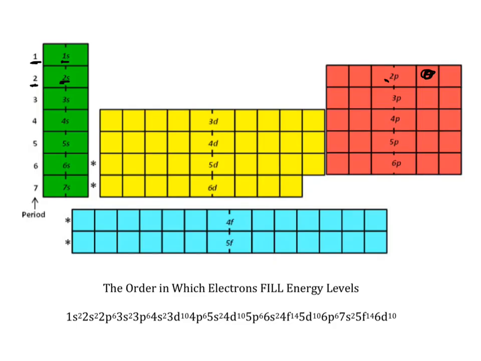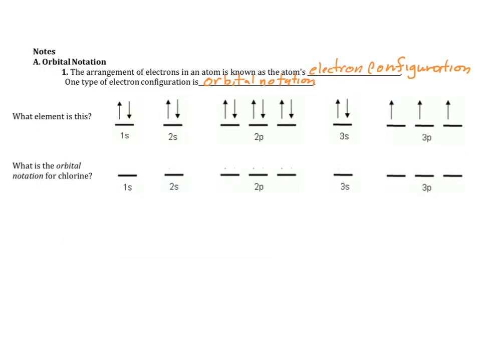Now, let's go ahead and do a practice problem. We're now on page 8, and here are the notes for the first part of what we're going to learn. What I will say is, once you know orbital notation, the other electron configurations are actually easier to learn, and we're going to learn a total of 3 of them. So the arrangement of electrons in atoms is known as the electron configuration, and it tells you where the electrons are. One type of electron configuration is called orbital notation.